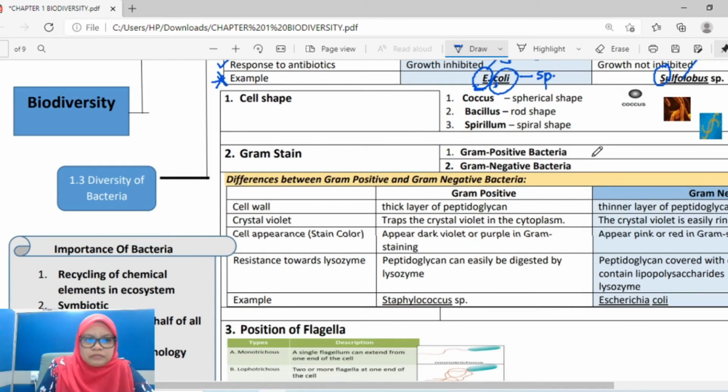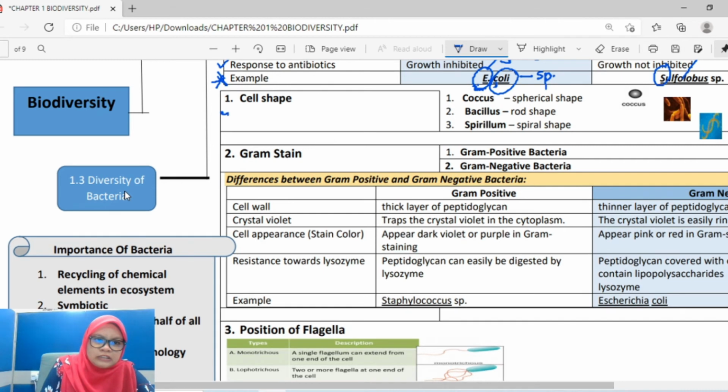Alright, so for subtopic 1.3, diversity of bacteria. So for domain Bacteria, we can classify the bacteria into these 3 diversities. First, according to the cell shape. This means that in domain Bacteria there are many types of bacteria. So we further classify these bacteria according to their diversity, according to certain types. So first, we look at the cell shape. Bacteria come in 3 main shapes.